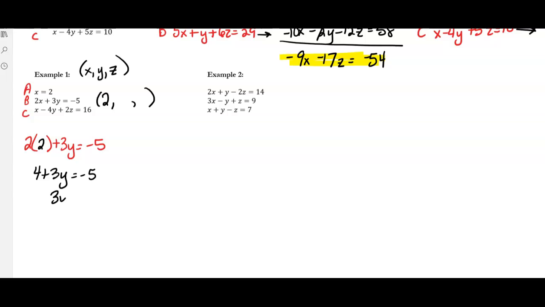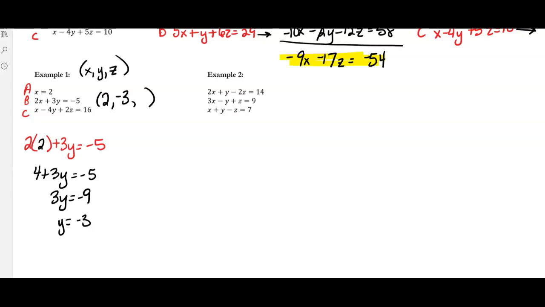Subtract 4 on both sides, so 3y is negative 9. And divide both sides by 3, so y is negative 3. So that gives me the second answer. Now to find the third answer, I'm going to have to use equation C.